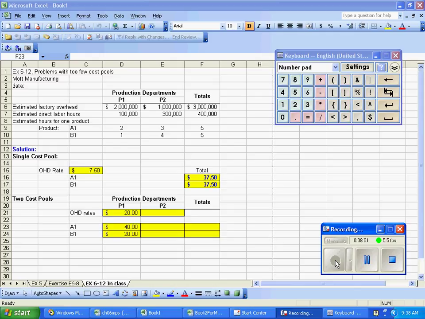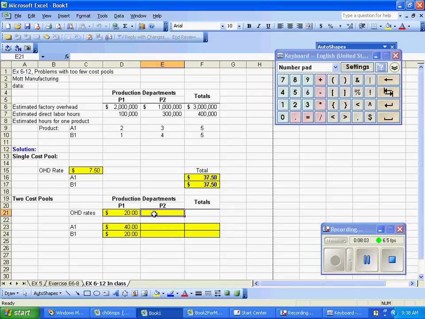Okay, let me walk through this very quickly because I think everybody's got this. My rate for Production Department 2 is going to be equal to a million divided by 300,000. So that's $3.33. I'm doing right so far? Then I'm going to apply that to the hours in Department 2. So it's going to be equal to 3.33 times 3 hours.